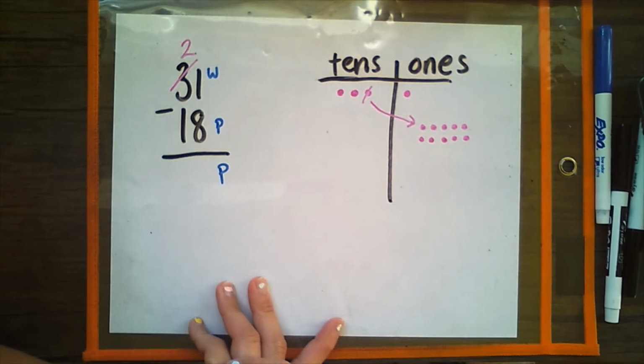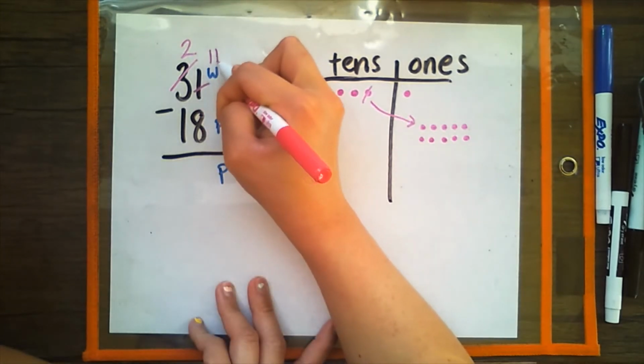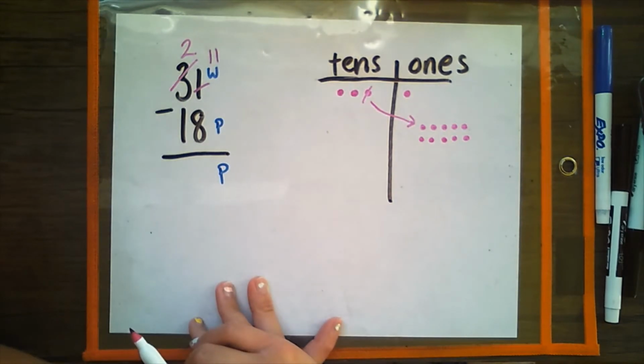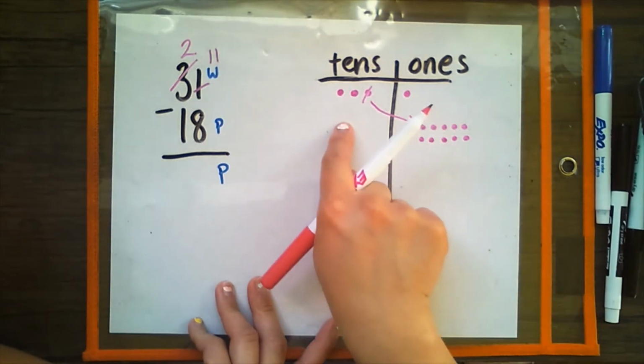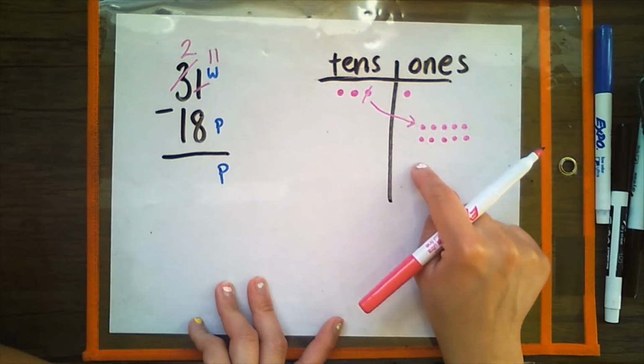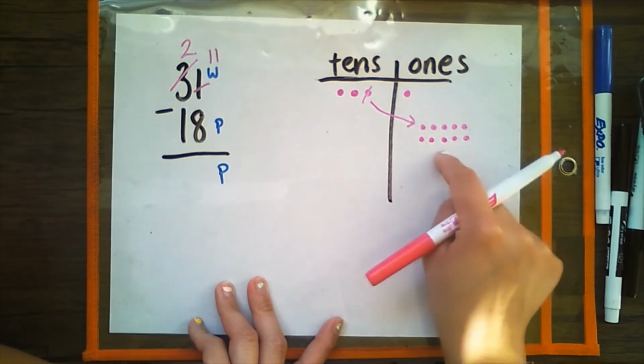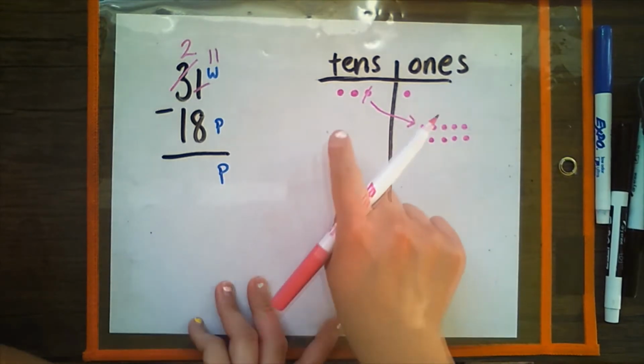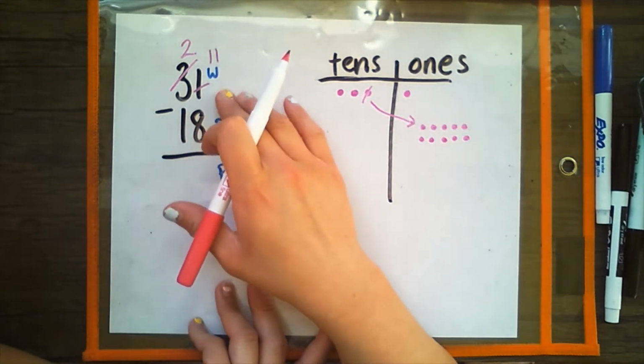How many ones do I have now? 11. Do we also see 2 tens and 11 ones in the chip model? Yes. So that's 10, 11 ones, and then 2 tens, just like we represented up here.